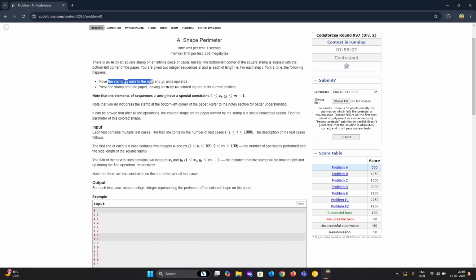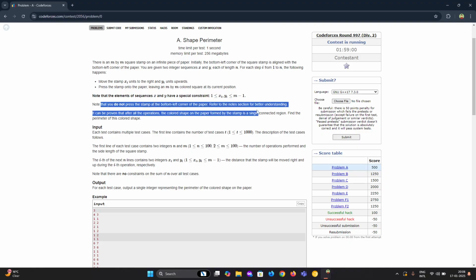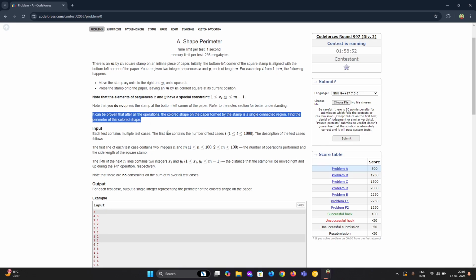Move the stamp xi units to the right and yi units upwards. Press the stamp, leaving an m by m colored square at the current position. Note that the elements of the sequences have a special constraint. Okay, and what is m? They are less than or equal to m minus 1, so less than m. You do not press the stamp at the bottom left corner of the paper. The colored shape on the paper formed by the stamp is a single connected region. Find the perimeter of this colored shape.